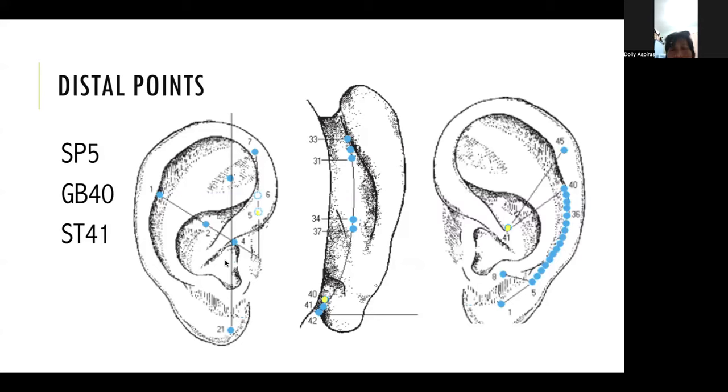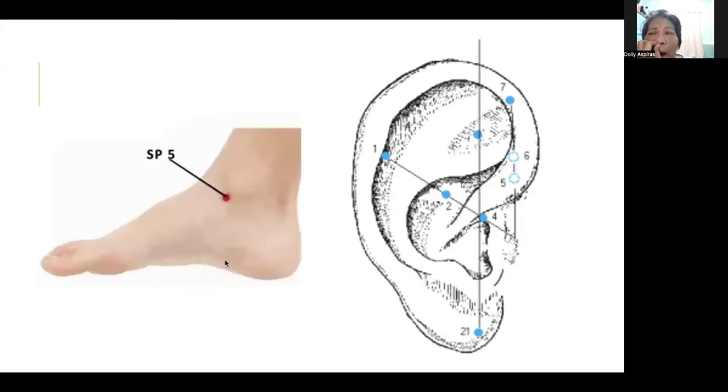Since our topic today is ear acupuncture for knee pain, I would like you to take a screenshot of the 3 distal points. Okay, so there's spleen 5, we have GB40, and stomach 41. So let's get to know each point well.